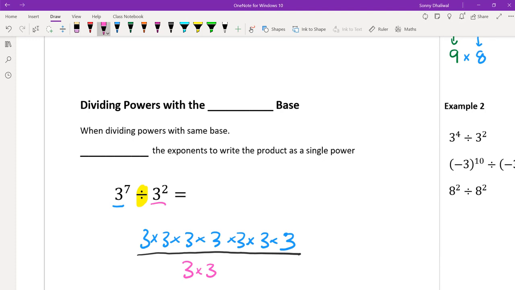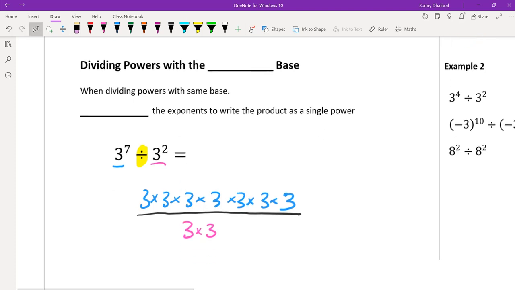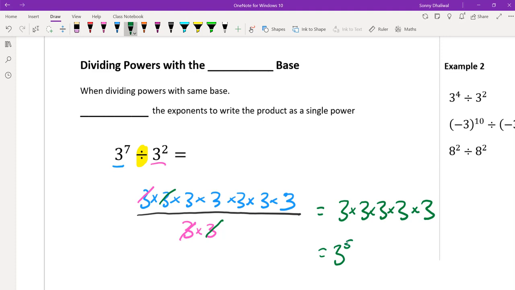So you may remember, depending on how your teacher taught you how to simplify fractions last year, a number on the top cancels a number on the bottom. You guys remember that? So if you have a fraction, this 3 will cancel out a 3 here, and a 3 here will cancel out a 3 here, and we're left with 5 3s. How do we just write 3 and then the little 5 on top? So that's where we're getting to. So that is 3 to the 5.